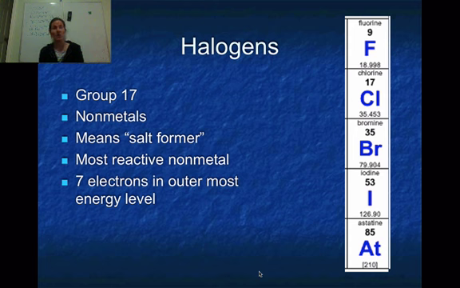We're now in the part of the periodic table which is called the nonmetals. So these are nonmetals, all of them. They are the most reactive nonmetal group. Part of the reason they are our most reactive nonmetal group is because they have 7 electrons in their outermost energy level.